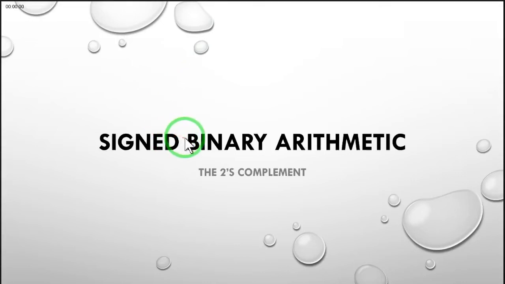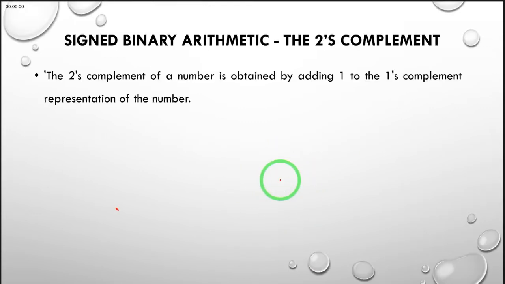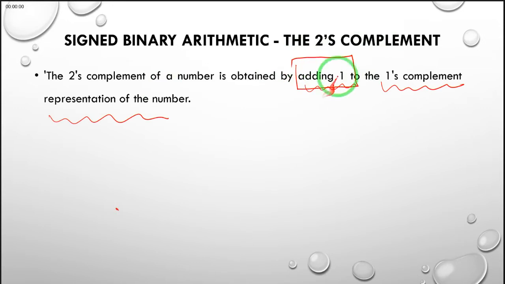The third method of representing signed binary numbers so that we can perform binary arithmetic is what we have already introduced as 2's complement. A 2's complement is a derivative of 1's complement, and we say that the 2's complement of a number is obtained simply by adding a binary 1 to the 1's complement representation of that number. So we have already seen how we can generate the 1's complement of a given number. Once we have followed that procedure to generate the 1's complement, all we need to do is to add a binary 1 to that number, and we end up with the 2's complement.